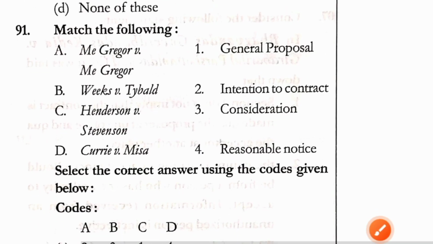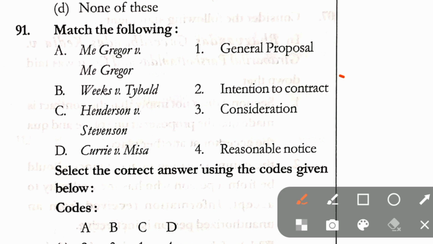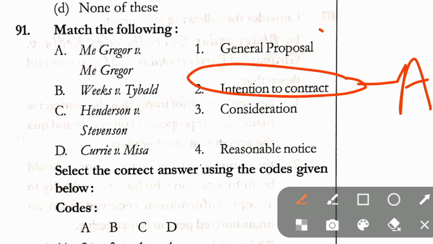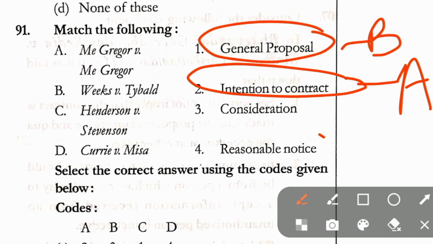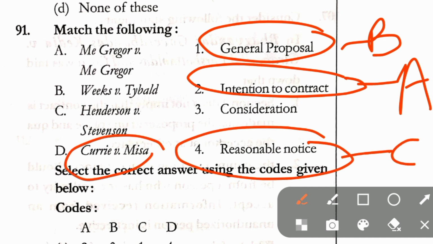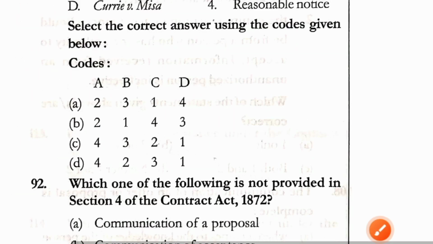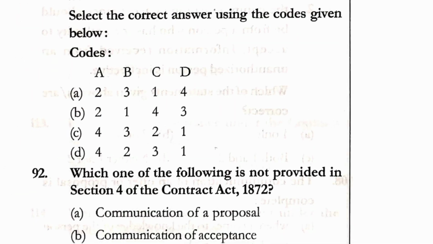Question number 91. Match the following. McGregor versus McGregor: the correct match will be intention to contract. Weeks versus Tabloid: the correct answer will be general proposal. Henderson versus Stevenson: the correct answer will be reasonable notice. Currie versus Misa: the correct match is consideration. By going through these matches, the correct match here will be option B.